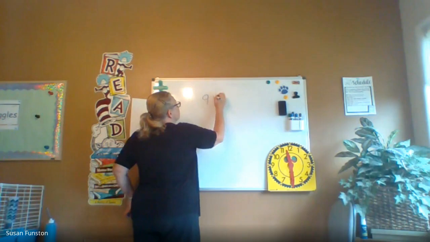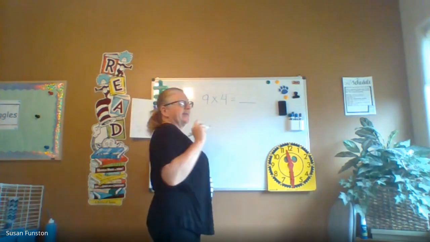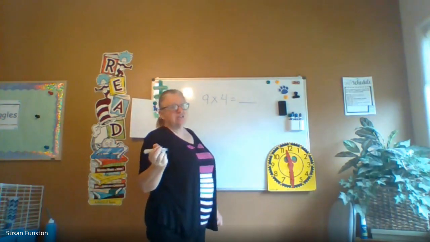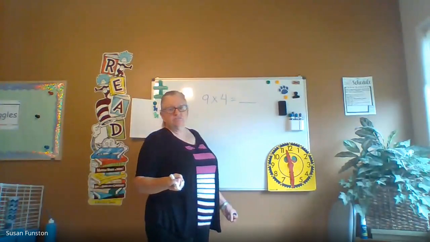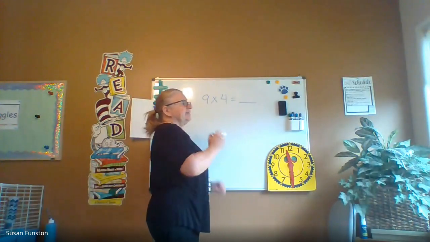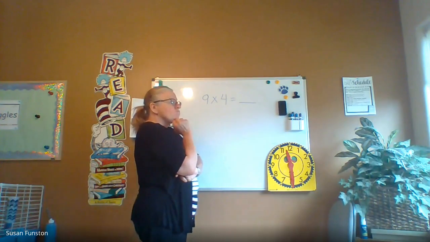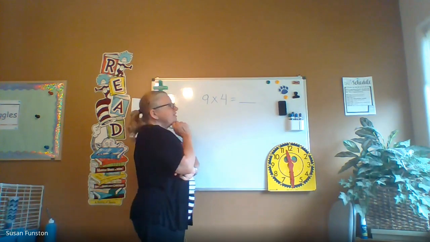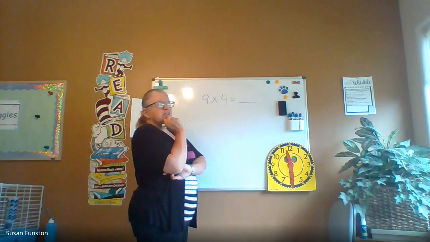9 times 4 equals something. Okay, I think my 9s are hard. What could I divide my 9 into that will make it easier? Let's see, I could divide it into 2 and 7, but 7s are still pretty hard for me. I could divide it into 3 and 6, but then I have to do 6s, and those are pretty hard.